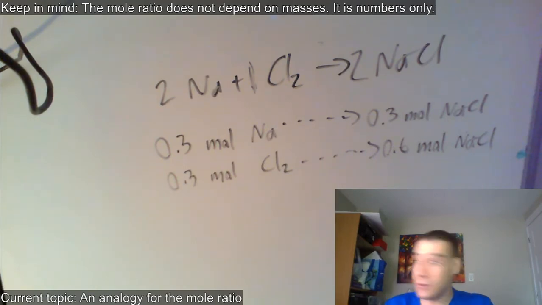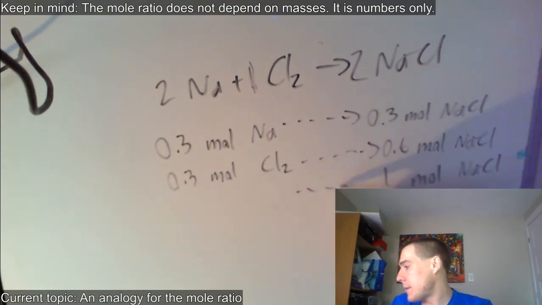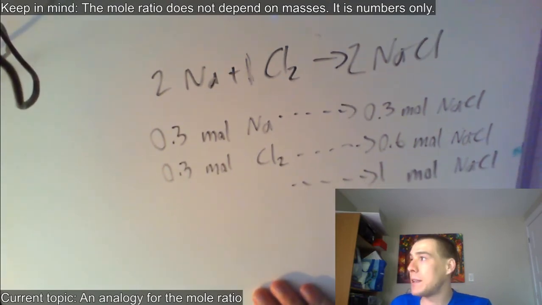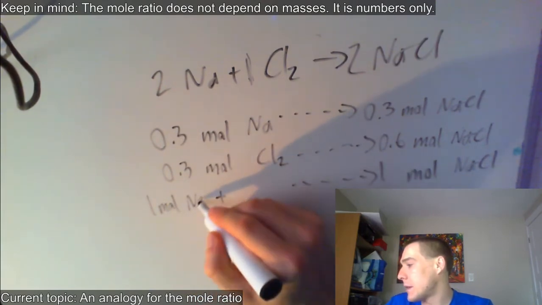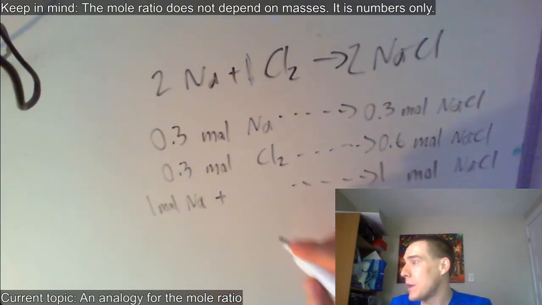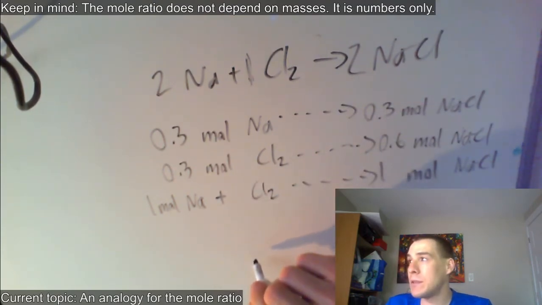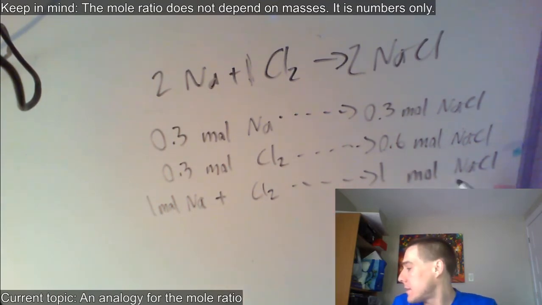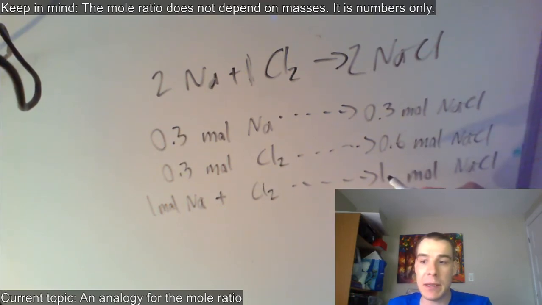And so we can run things through a ratio. What if I wanted to make 1 mole of NaCl? What would I need to make 1 billion NaCls? Well, obviously you'd need 1 mole of sodium, because it's a 2 to 2 ratio, a 1 to 1 ratio. How many moles of chlorine do I need? Well, I think it's obvious because it's a 1 to 2. I need half as much chlorine as the amount of sodium I'm going to be making.